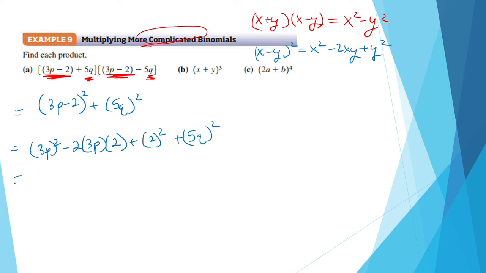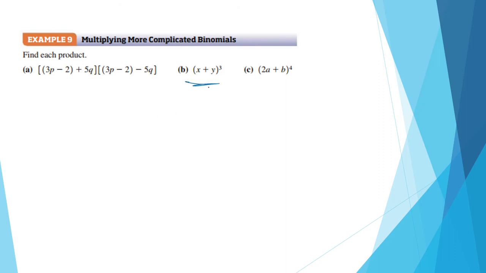So let's simplify this expression out. We have (3p) squared, which is just 9p squared. We have this expression, which is negative 2 times 3 times 2. That's negative 12p. 2 squared, that's just 4. And (5q) squared is 25q squared. Let's see if we can collect like terms. There's nothing that we can add together, so this is a good solution.